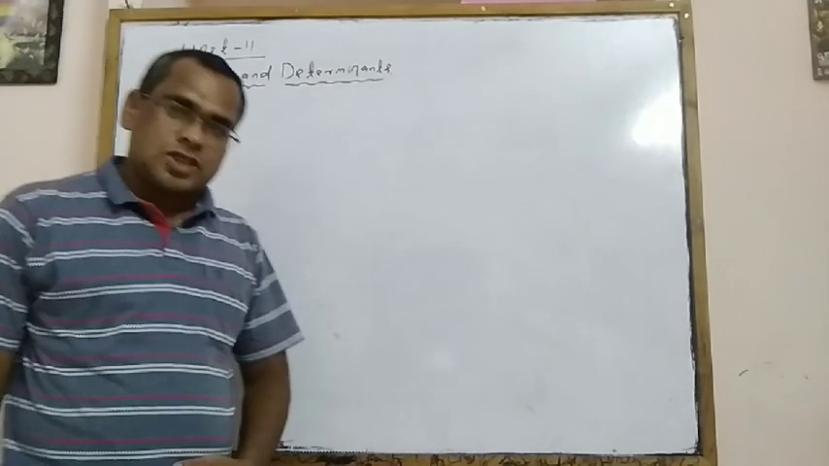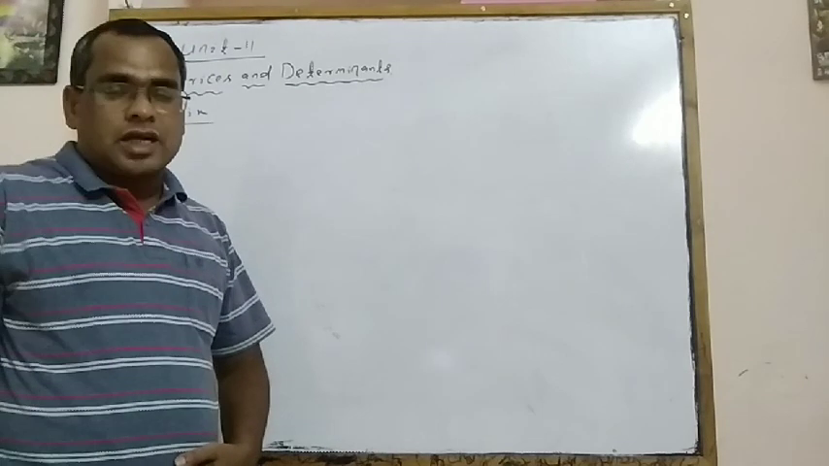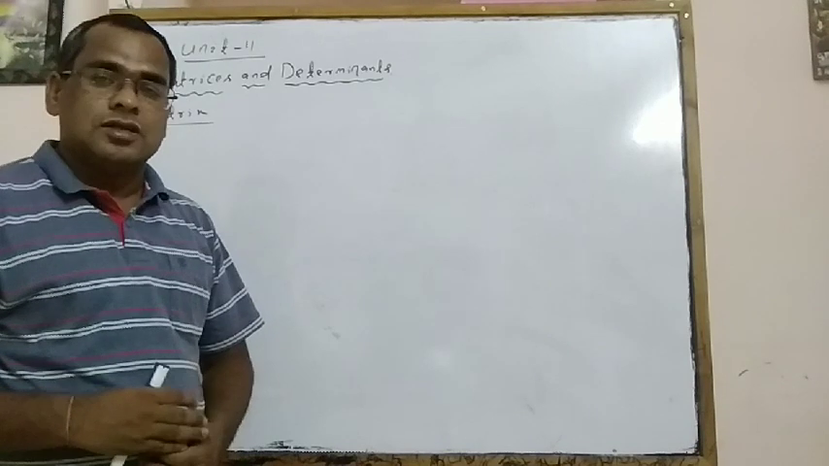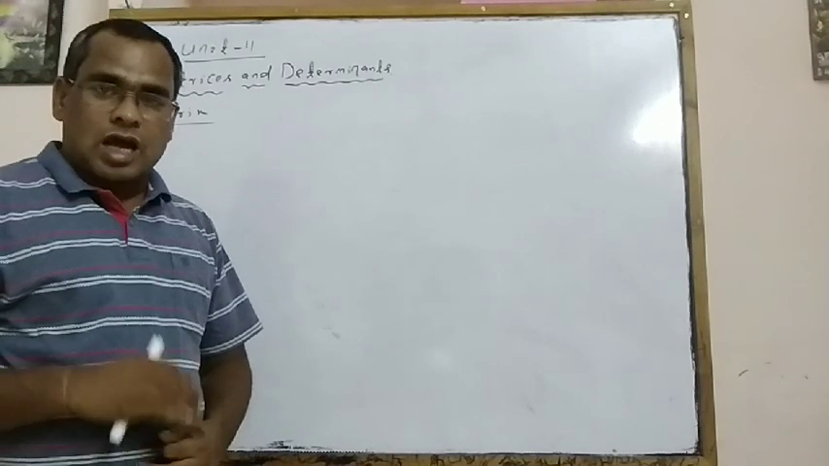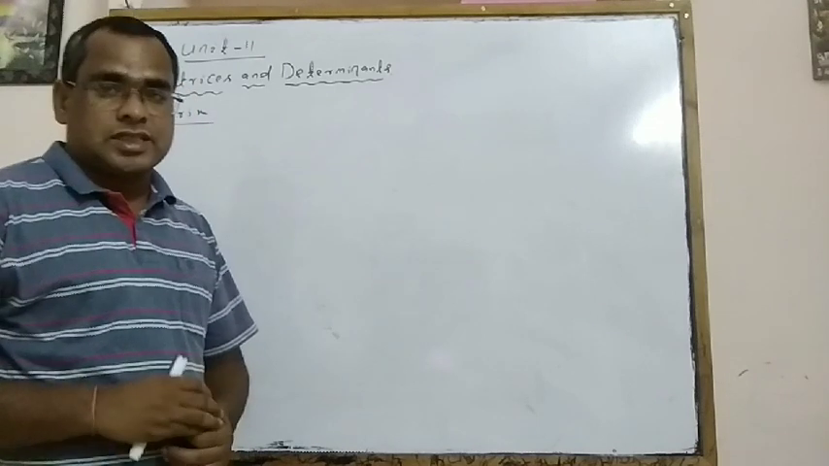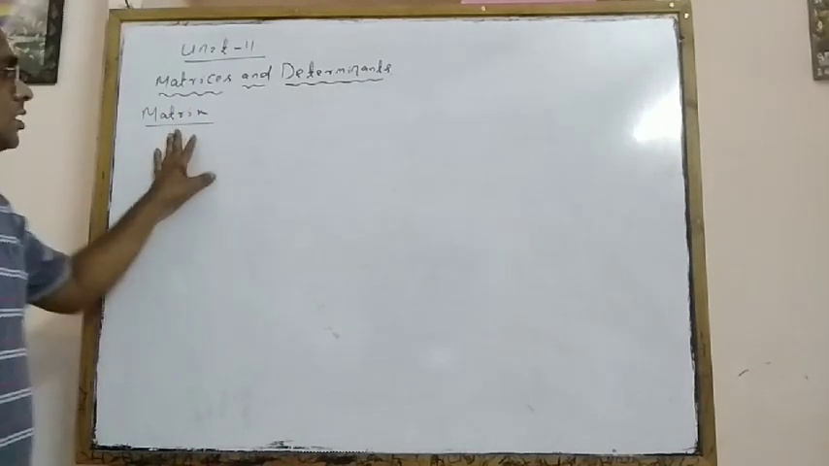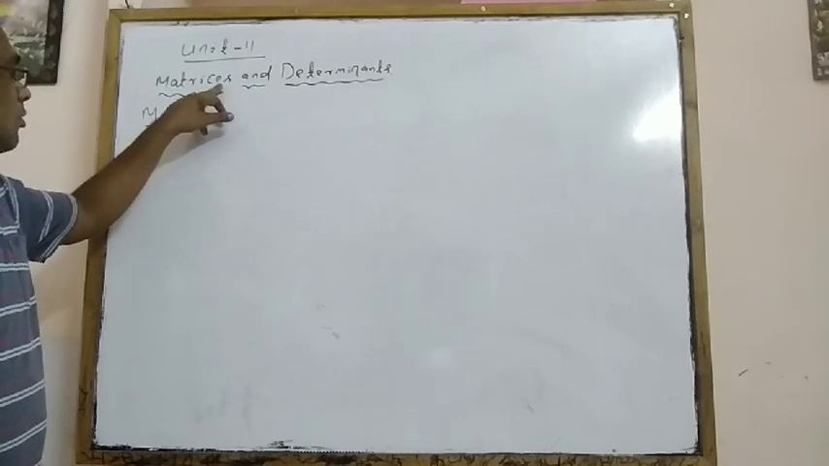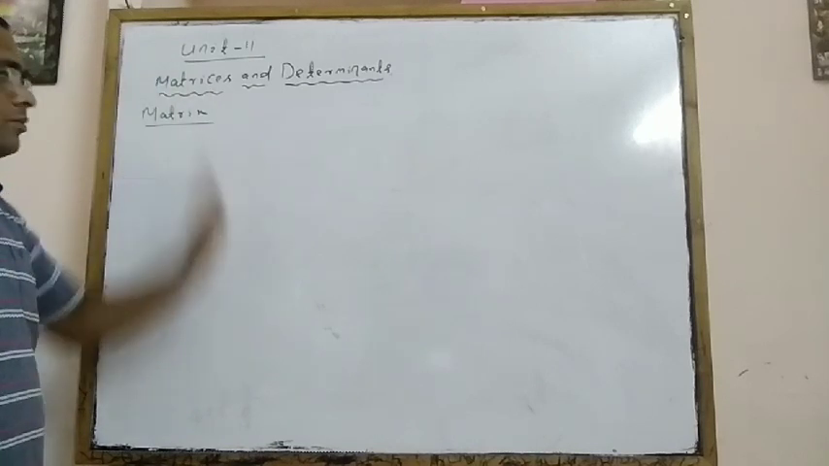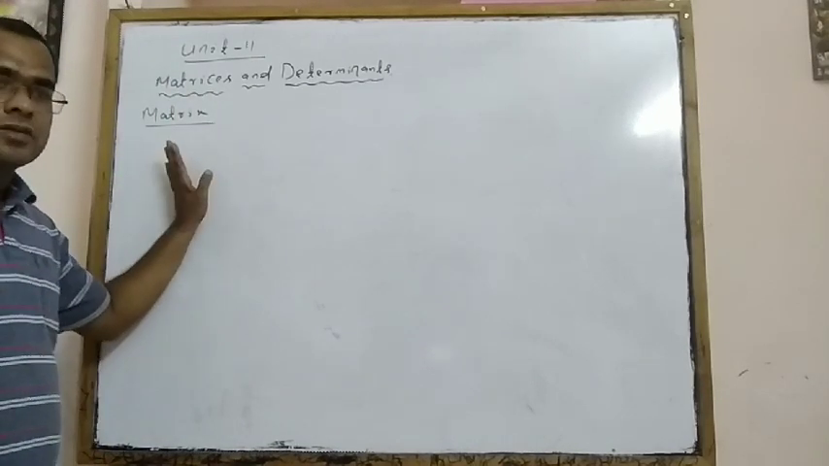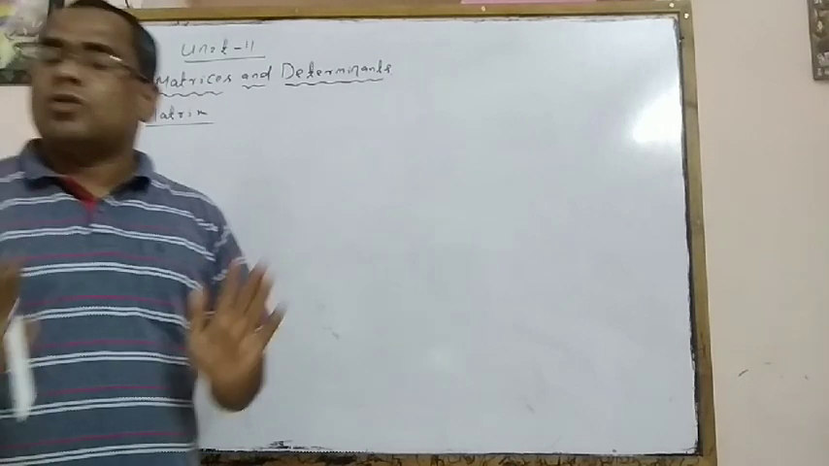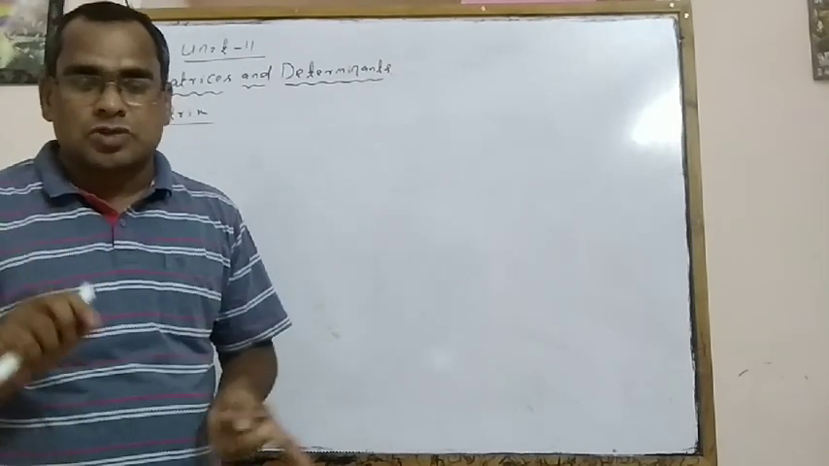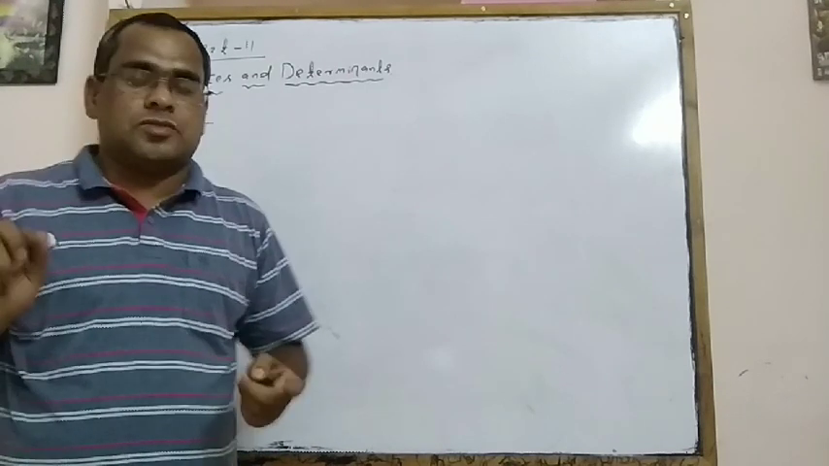Today we are going to discuss the second unit. The second unit contains matrix and determinant, and the second chapter is probability. Now we discuss matrices. Matrix is the singular form of matrices, whereas matrices is the plural form. So what do we mean by matrix? Matrix means a set of elements which are arranged in rectangular arrays of rows and columns.